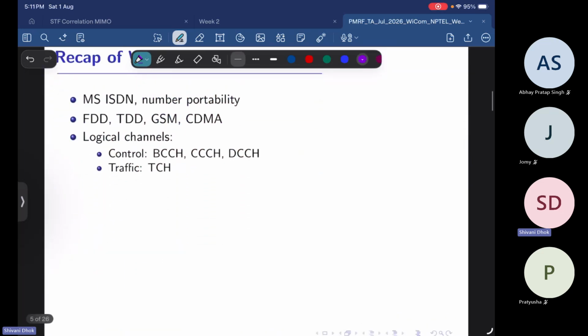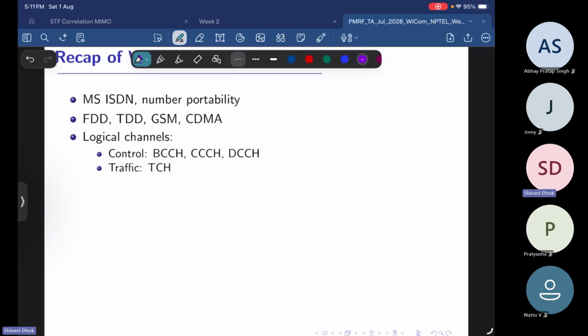After that, we looked at physical channels and logical channels. A physical channel is something over which we transmit the data. Logical channels are basically things that tell you where you are sending control data, where you are sending traffic data, and so on. For logical channels we have two categories: one is control and another is traffic. Traffic is the channel on which the base station transmits the data packets.